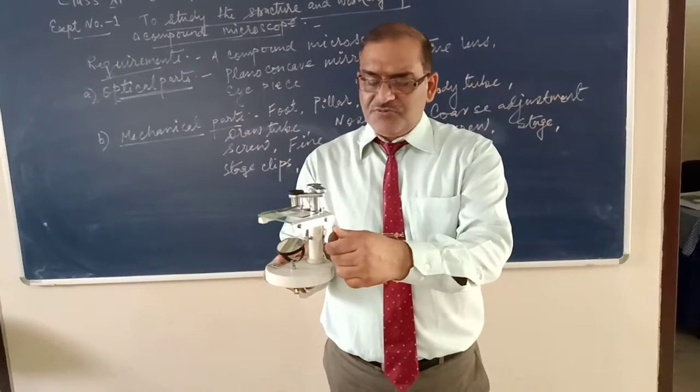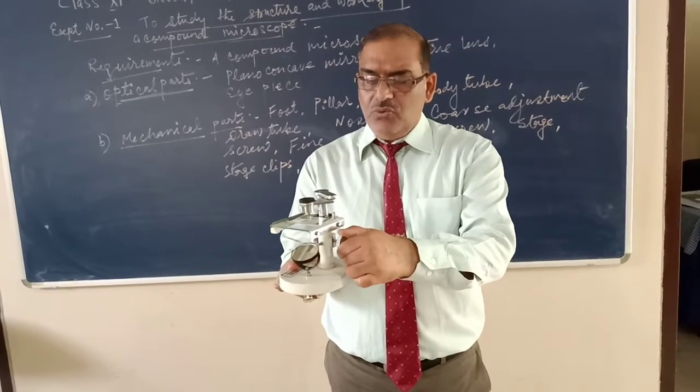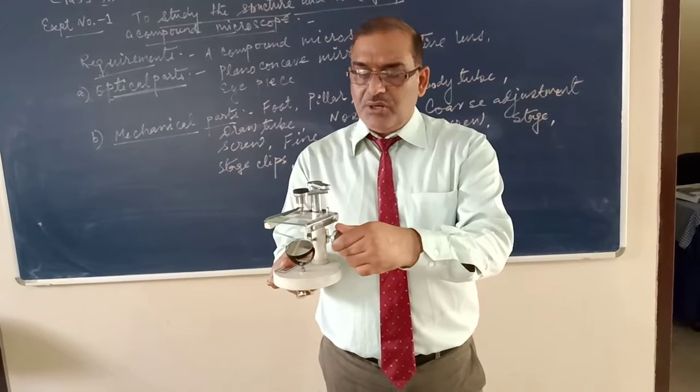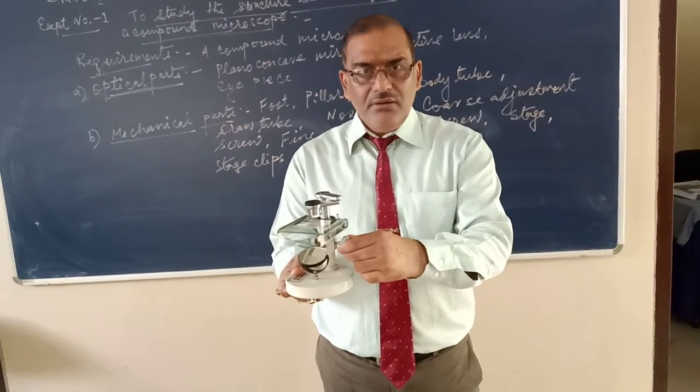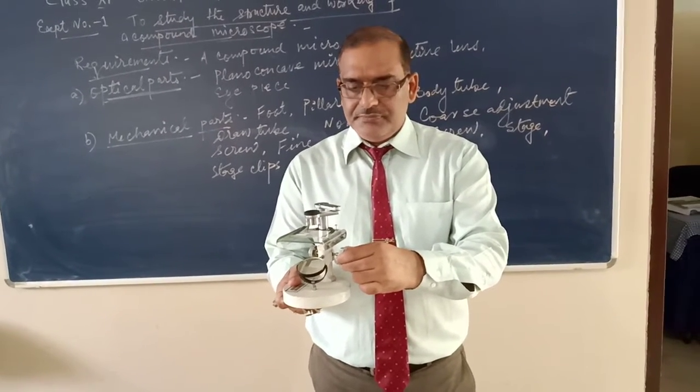The body tube is movable with the help of the adjustment screw. This is called the adjustment screw. With this screw we can adjust the body tube, we can adjust the lens to focus the slide.